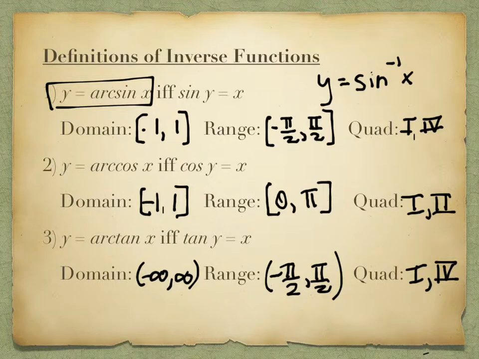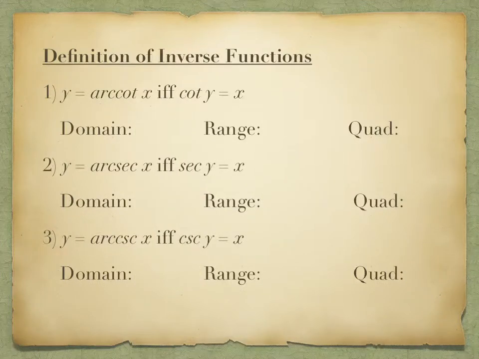Okay, we have 3 more. I'm not going to go into quite so much depth on the next one because the image is almost the same. When you're doing cotangent, it shifts it a little bit, right? It actually ends up being between 0 and pi, and it goes downhill instead of going uphill. But the domain is still negative infinity to infinity.